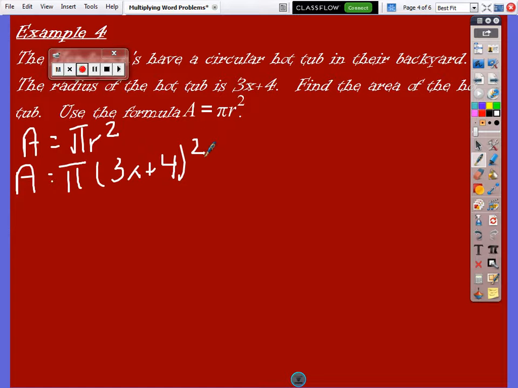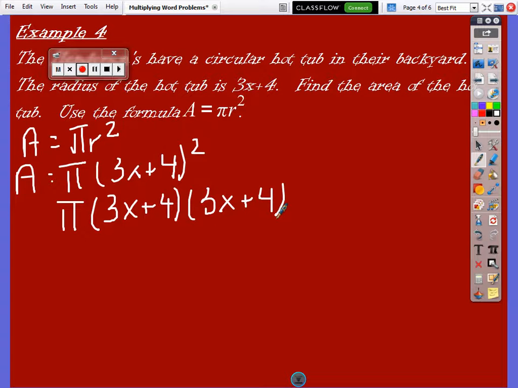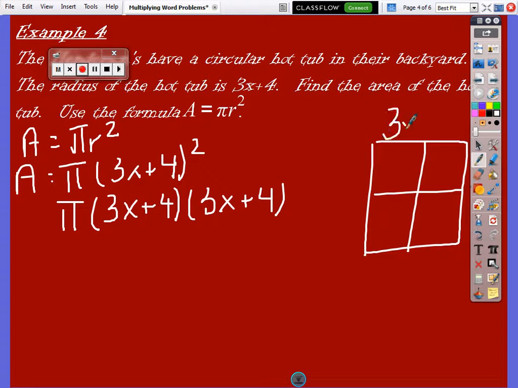Again here, you cannot distribute your 2 to each term in parentheses. You have to write it twice because you have a binomial in your parentheses. So I'm going to have 3x plus 4 times 3x plus 4. Just like the last problem, we're going to go ahead and multiply our binomials first. So I'm going to multiply 3x plus 4 times 3x plus 4. I have to use a 2 by 2 box because it's 2 terms multiplied by 2 terms. So when I multiply here, 3x times 3x is going to give me 9x squared.